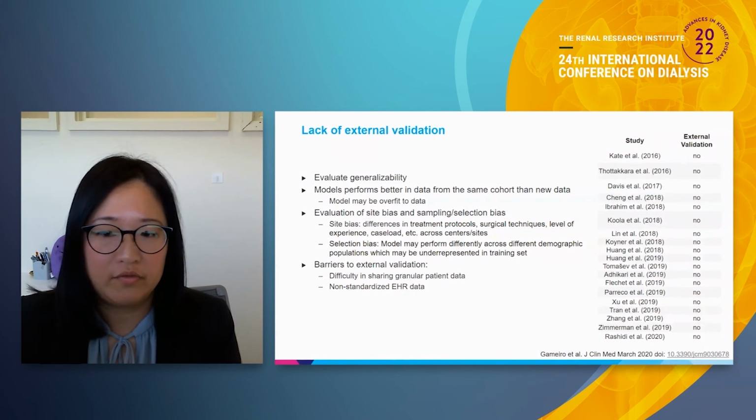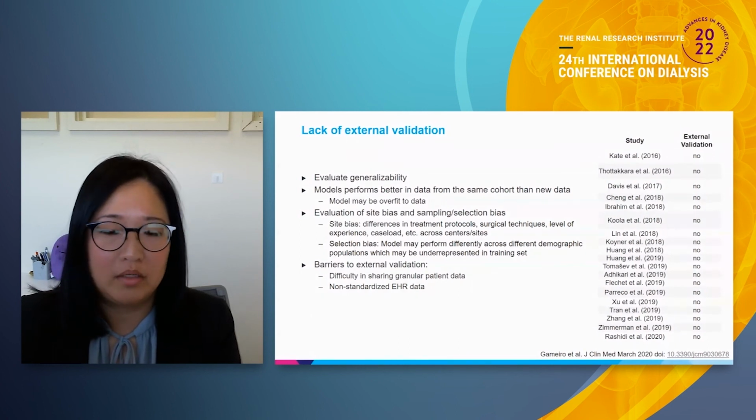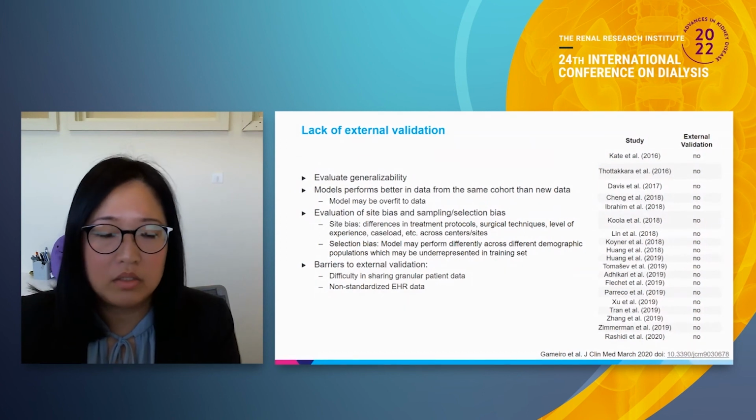And external validation is difficult to achieve because it's difficult to share granular data. The NIH has new data sharing policies which are getting implemented, which will require research studies funded by the NIH to submit their data to the NIH for public use. There are also new machine learning techniques such as federated learning, which doesn't require sites to send granular data and are also starting to get tested in nephrology research.